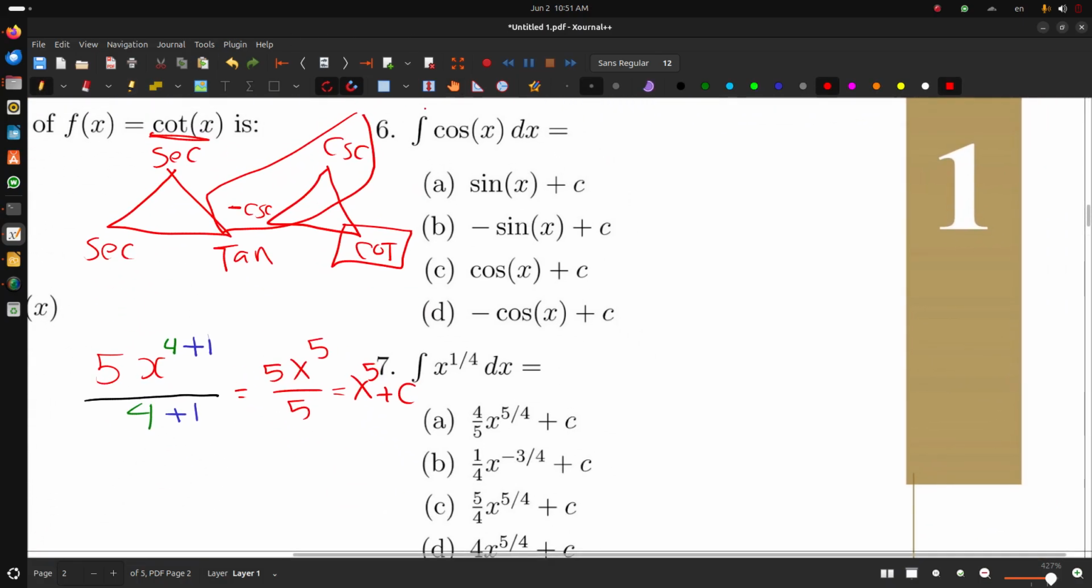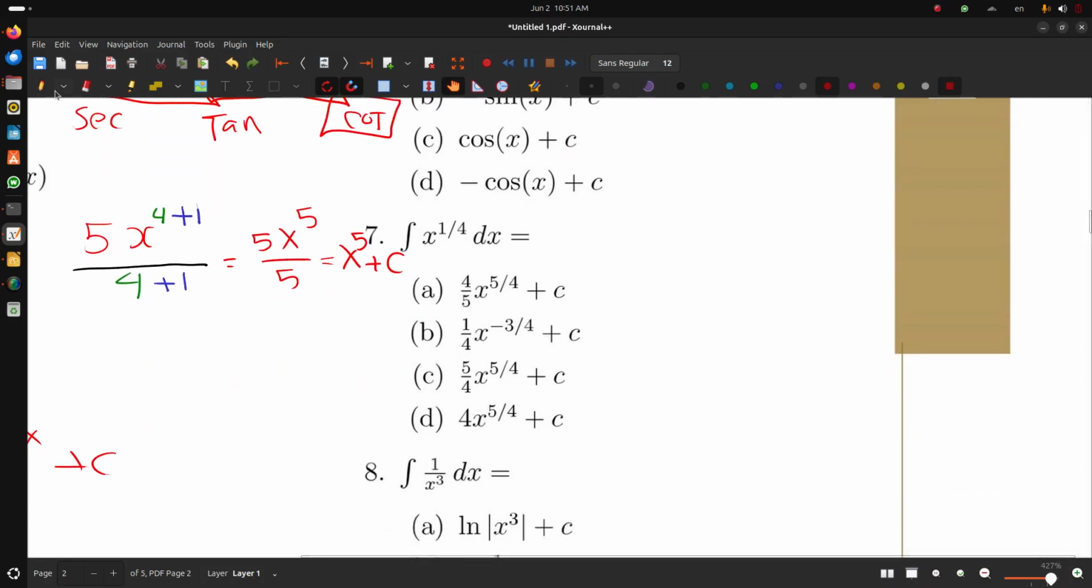Sixth question, the integration of cosine x. What is the thing that if you get its derivative, it will be cosine? It's sine, because the derivative of sine is cosine. So the thing that if you get its derivative to be cosine is sine. So it will be the first choice, sine x plus c.